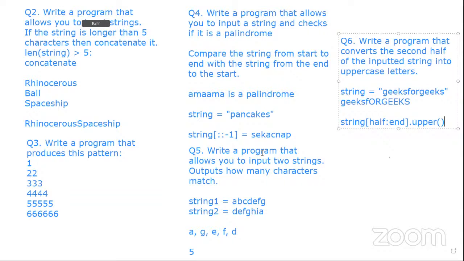So yeah, listen, there's no shame in not being able to do question 5. It's really, really difficult. In fact, let me tell you something: question 5 is A-level year 13 stuff. So really there's no shame in not being able to do it. If you can't do question 5, you can go ahead and do question 6, which is write a program that converts the second half of the inputted string into uppercase letters.